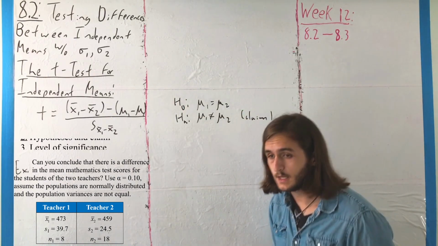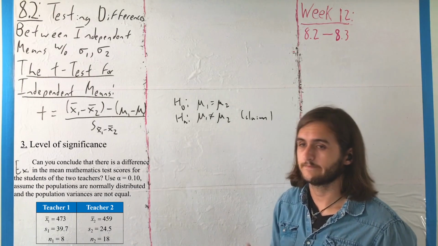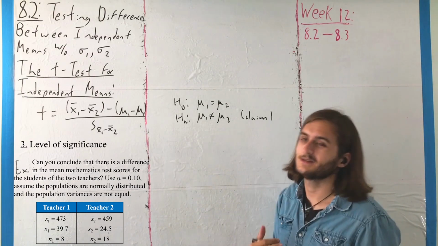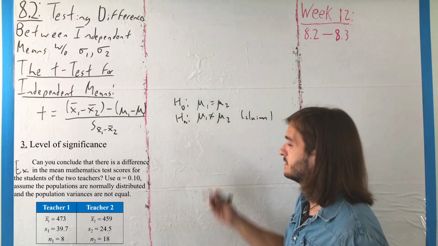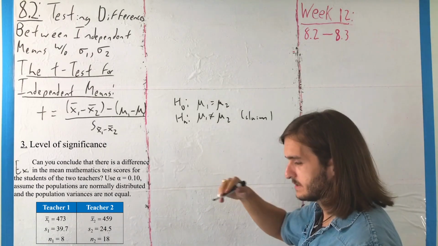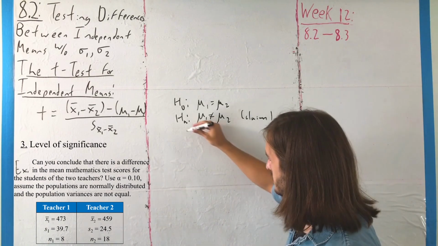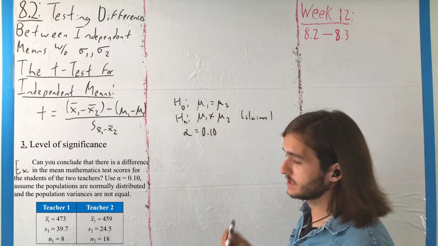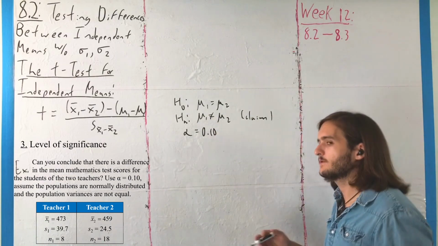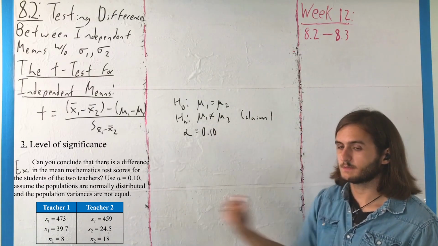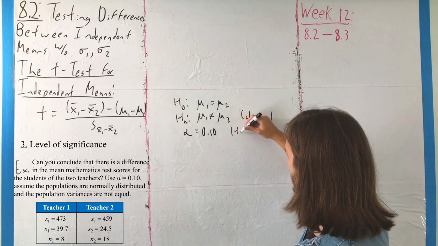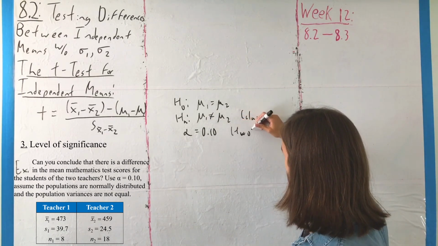Then from there, if we want to get our level of significance, something we're given, something we're told, usually in that last sentence of the problem statement, here alpha is 10%, and because we are looking for any difference, not one specific side or the other, this will be a 2-tailed test.